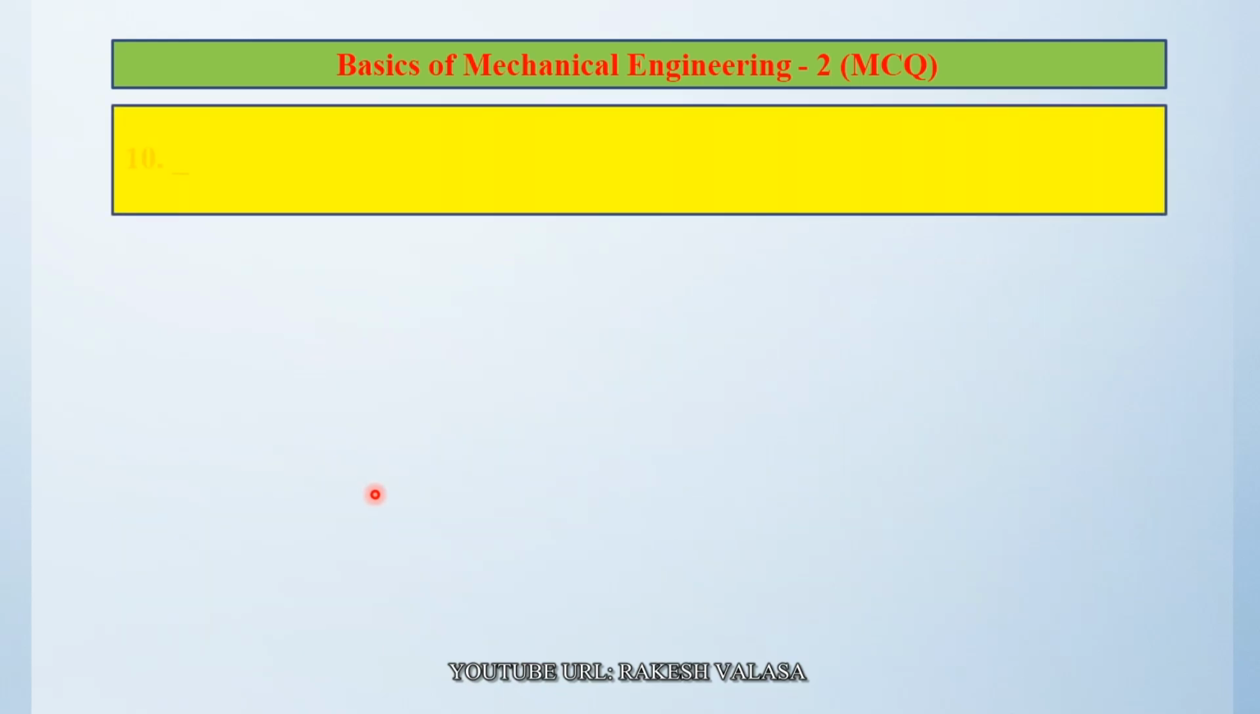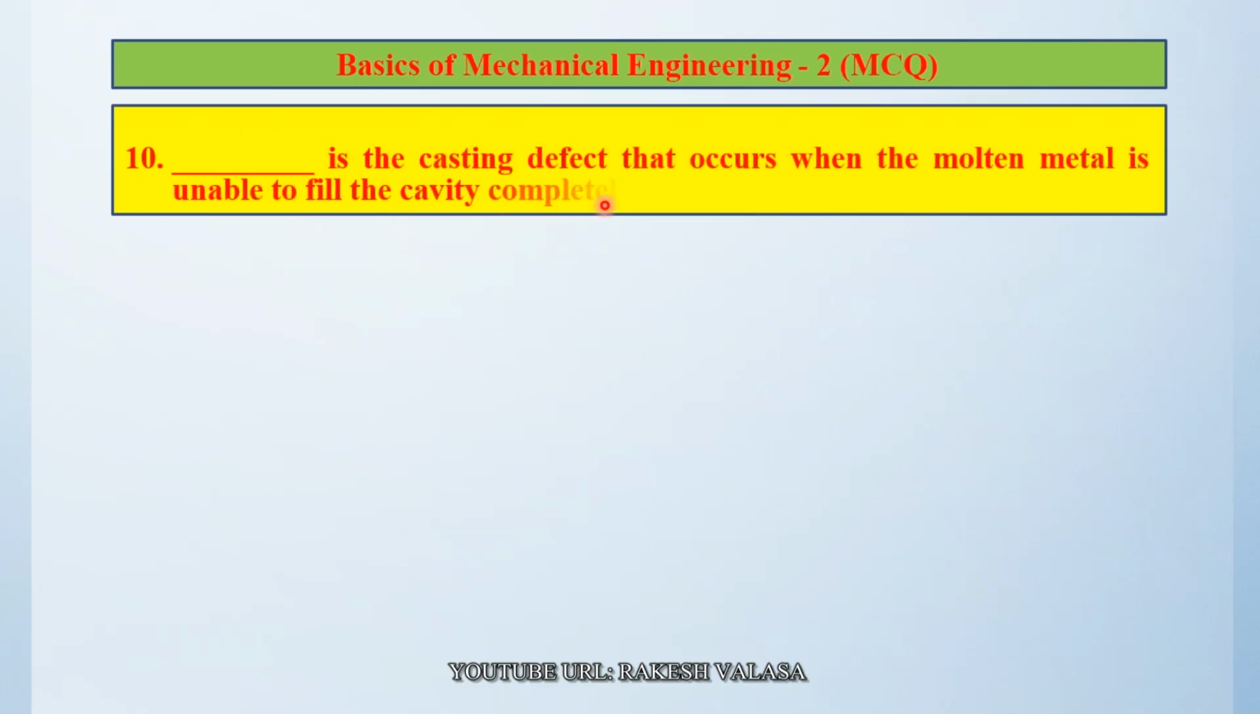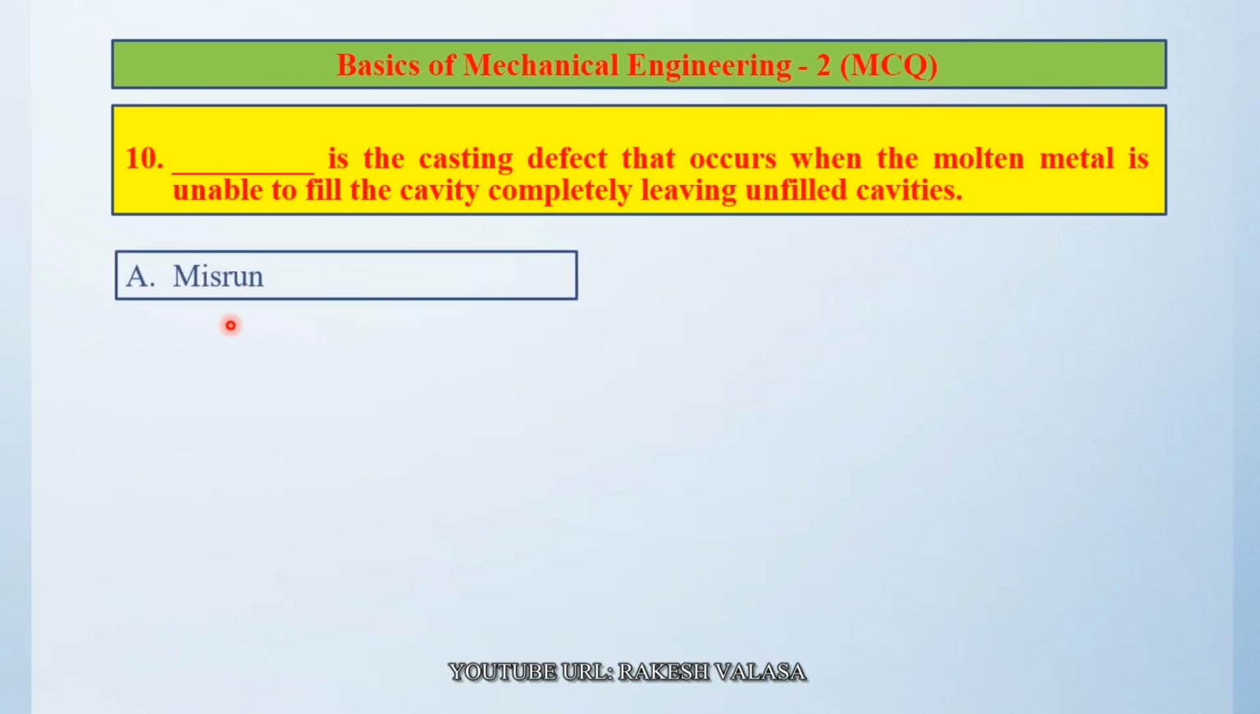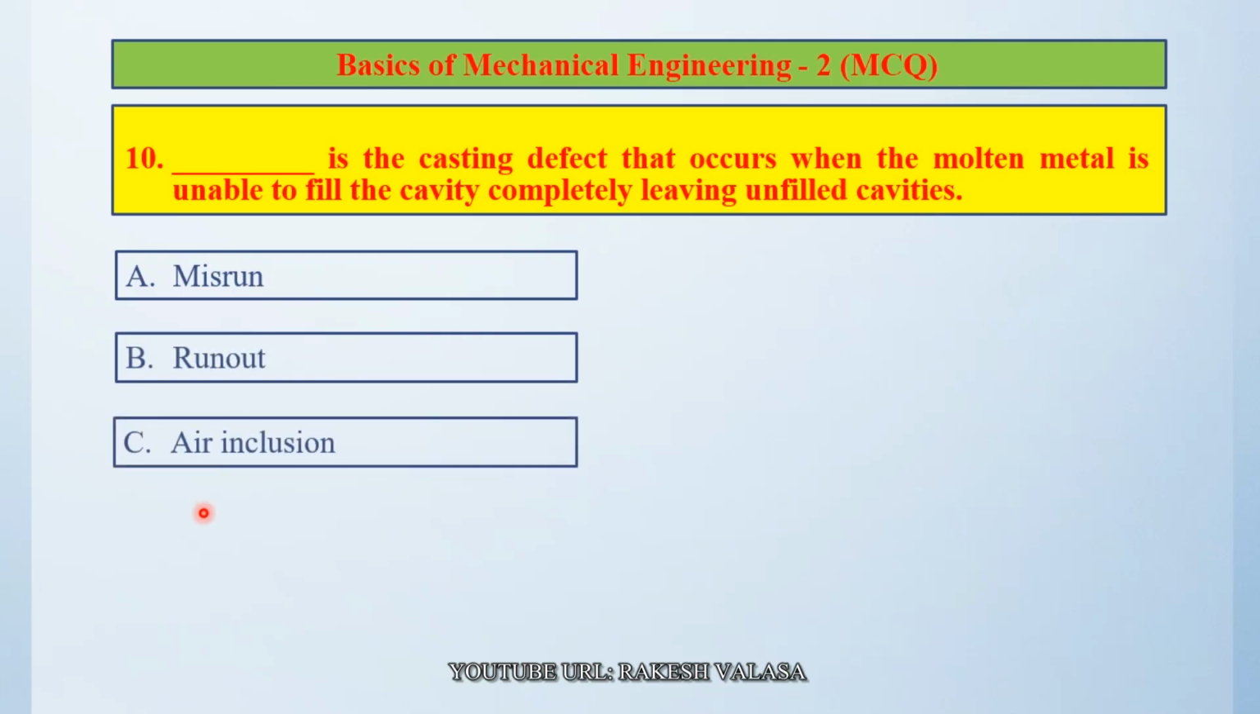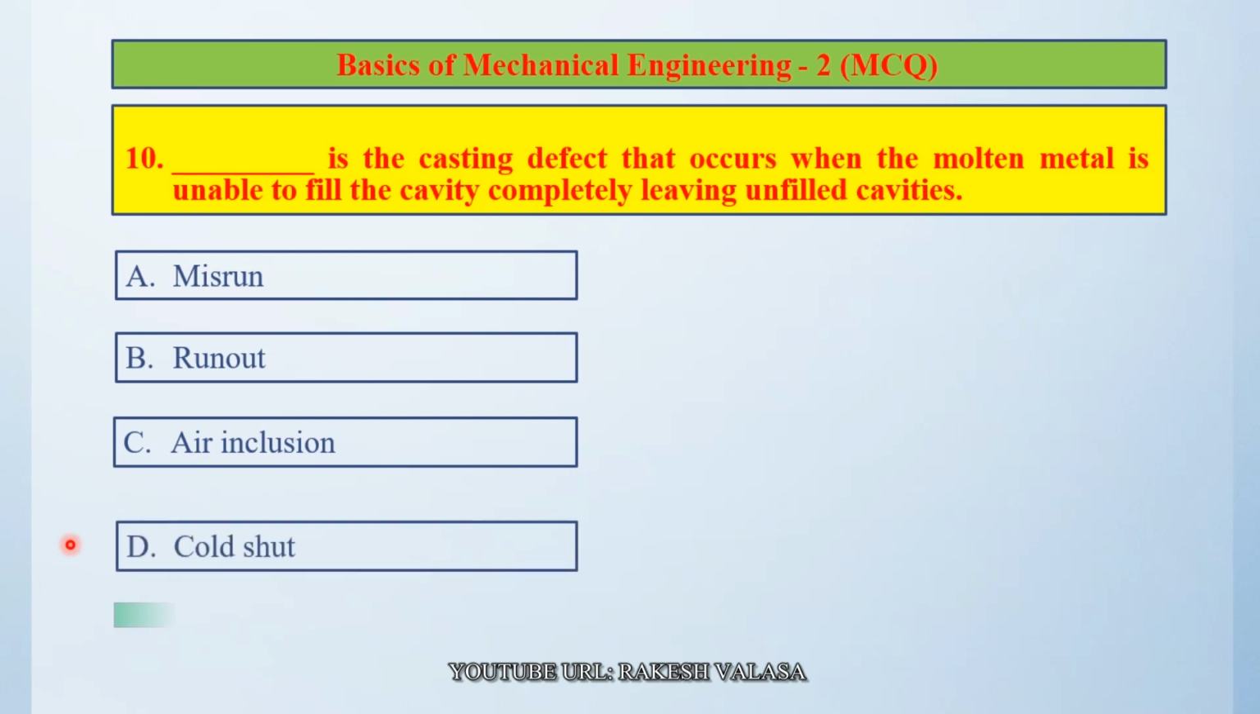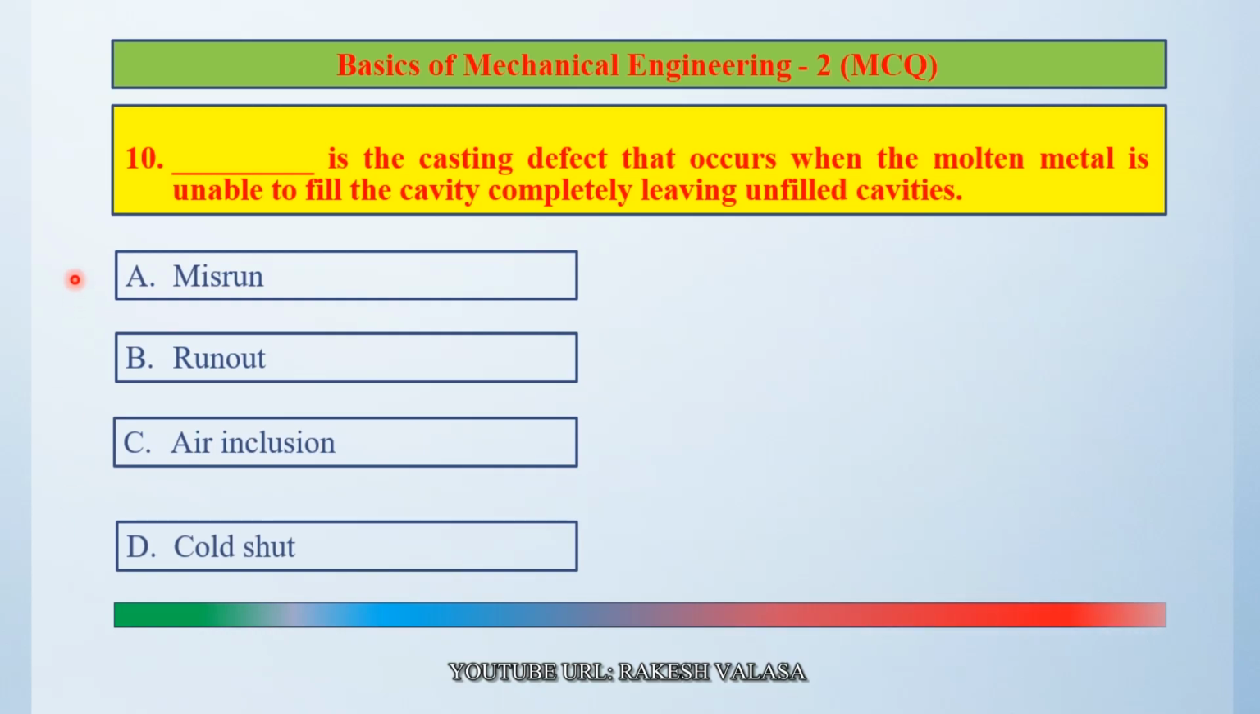Question number 10. Dash is the casting defect that occurs when the molten metal is unable to fill the cavity completely, leaving unfilled cavities. Option A, misrun. Option B, run out. Option C, air inclusion. Option D, cold shut. The correct answer is option A, misrun.